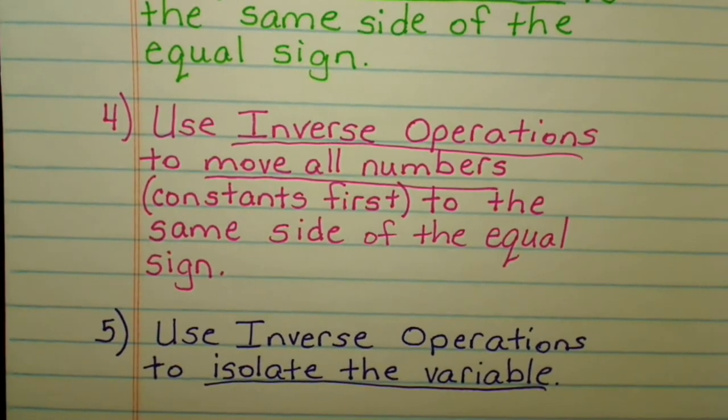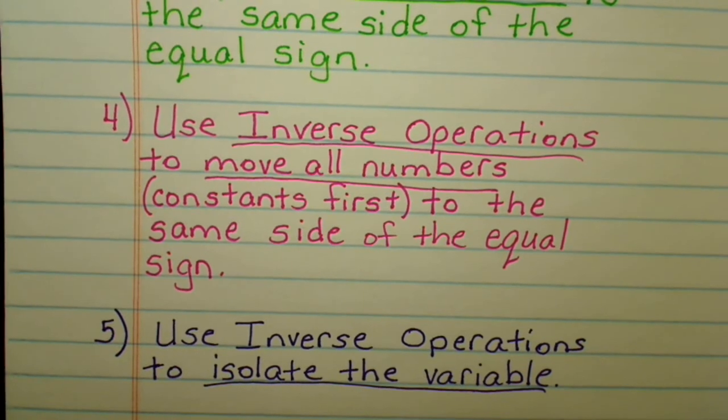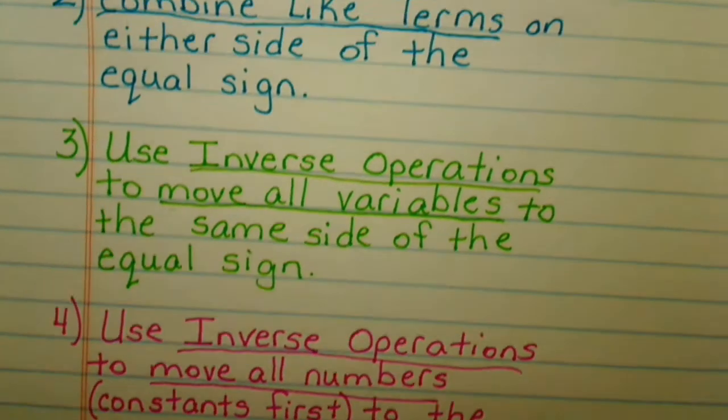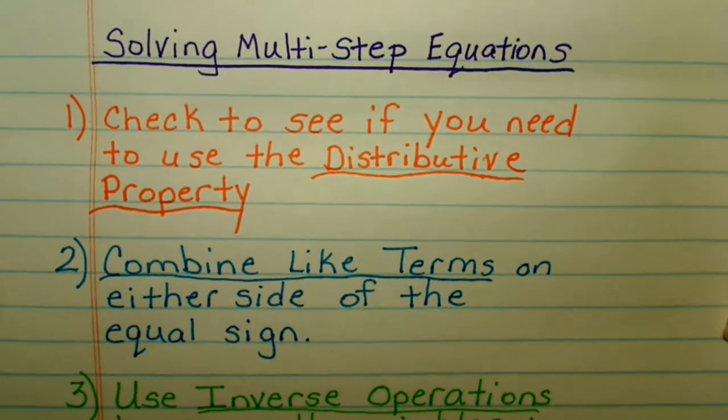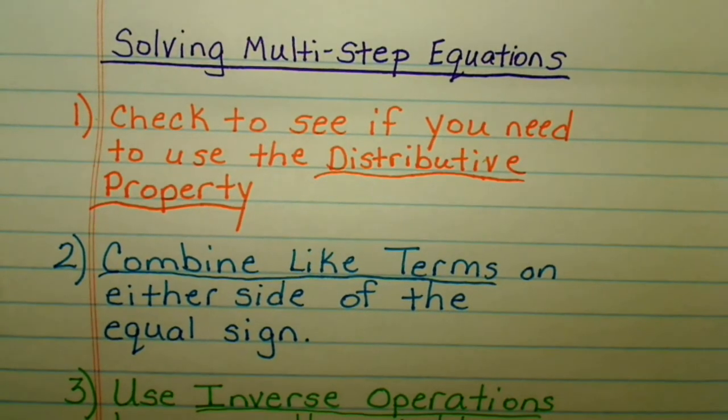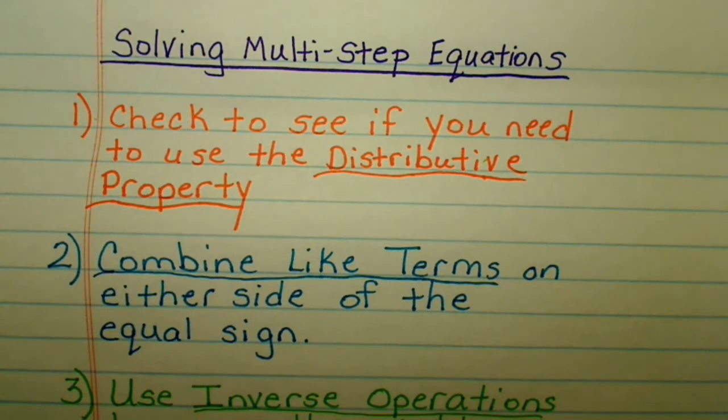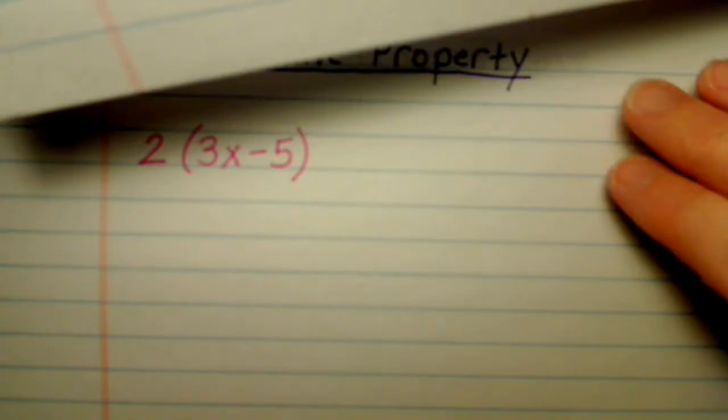Okay, let's go through now and break these different steps down, starting with step 1. So our first step in solving a multi-step equation is step 1, to check and see if you need to use the distributive property on either side of the equal sign. So let's look at an example of that.